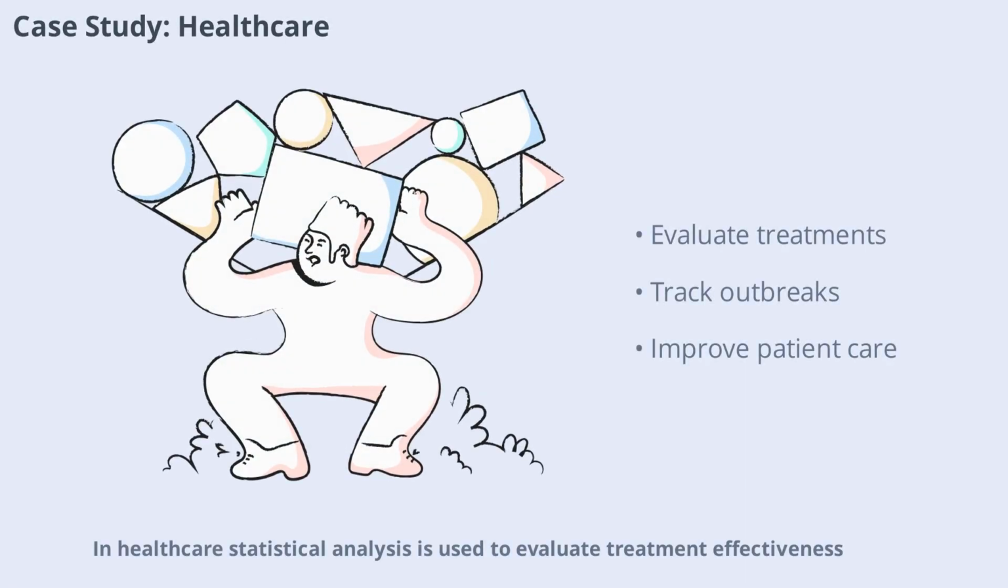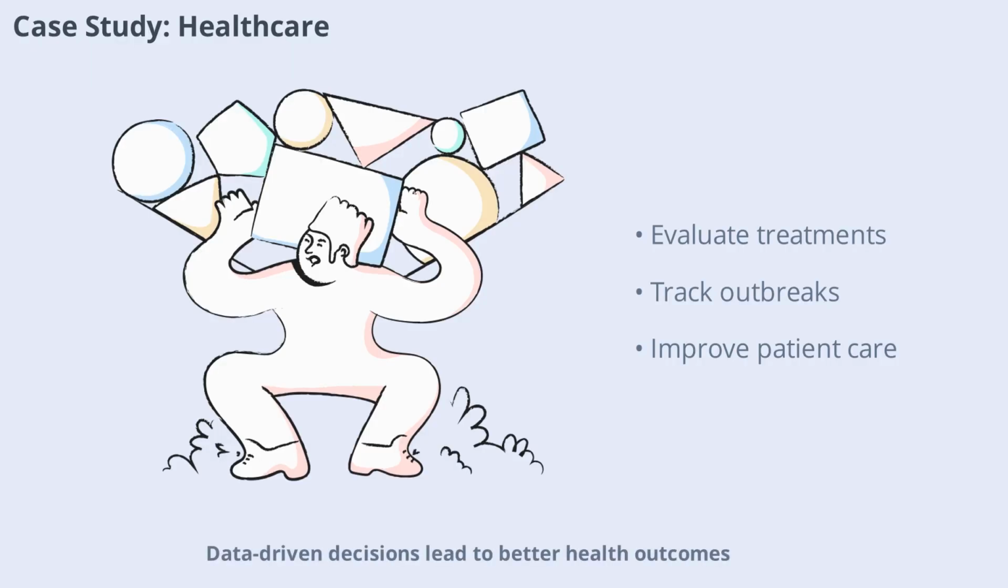In healthcare, statistical analysis is used to evaluate treatment effectiveness, track disease outbreaks, and improve patient care. For instance, hospitals analyze patient data to identify risk factors and develop better treatment plans. Data-driven decisions lead to better health outcomes.